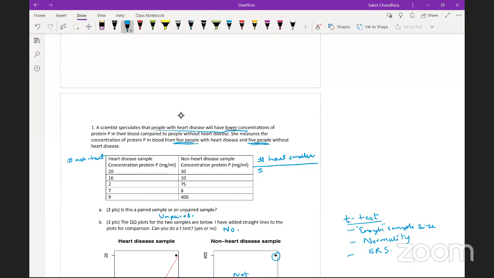So this is 5, 10 is 7 and 9, so that's 3. 75 is all of them, 8 is 2 and 7, and 400 is all of them again. Okay, and the sum total for this will be 20. We do the same exercise on this side. So 20, so the only two observations are 8 and 10. 16, 8 and 10 again, 2, 0, 7, 0 again, 9, 8 only, okay, and this is 5.